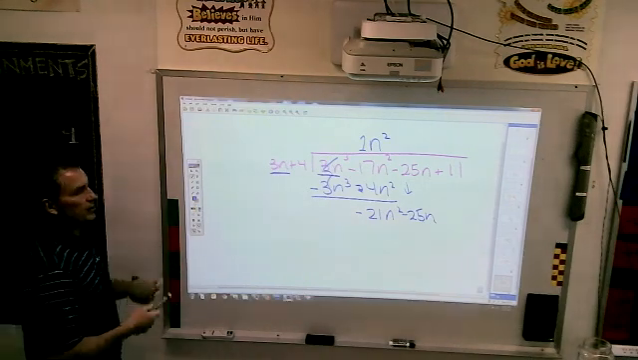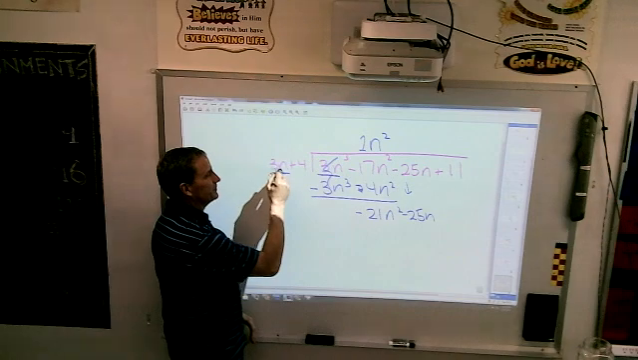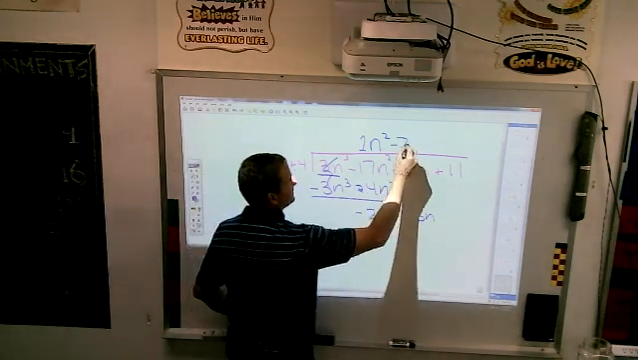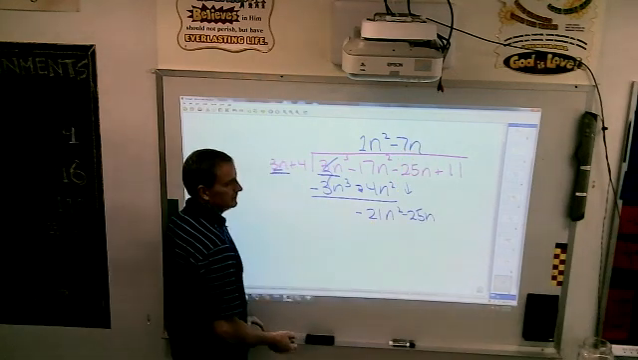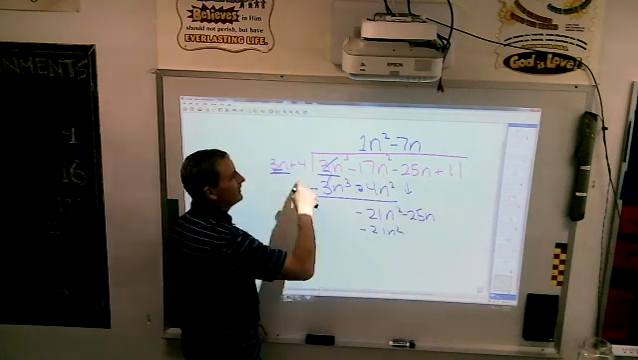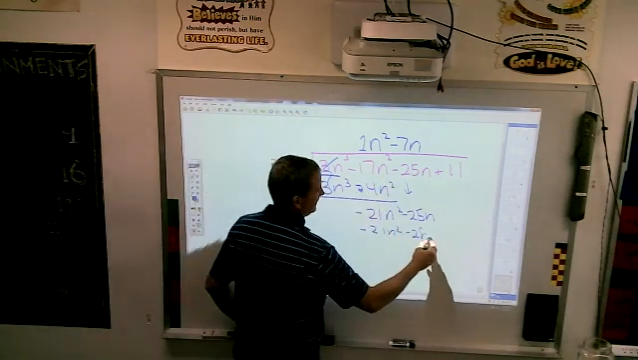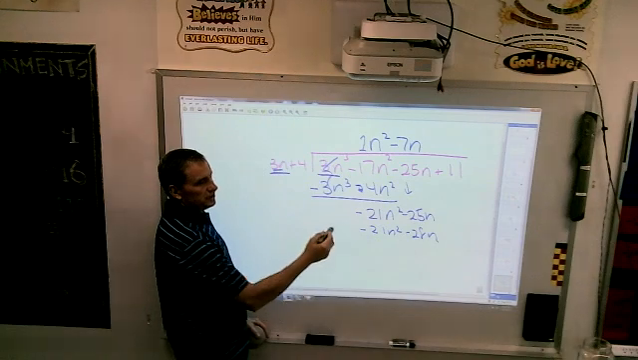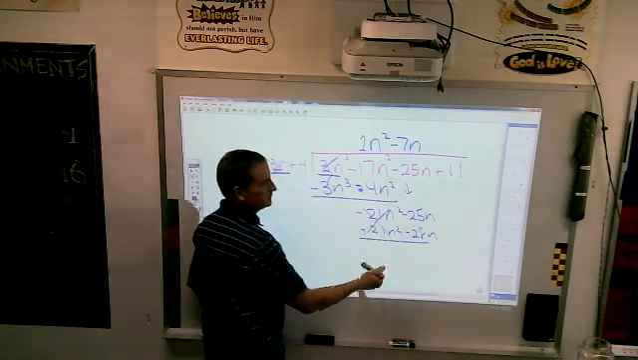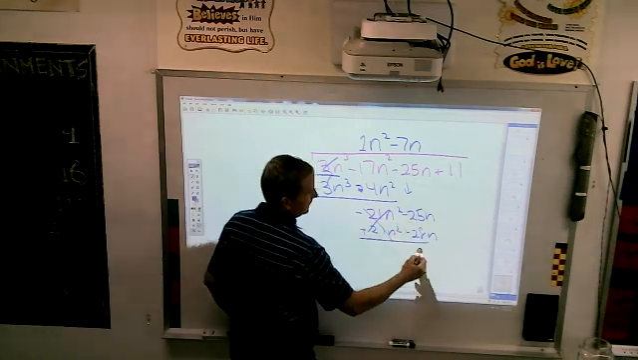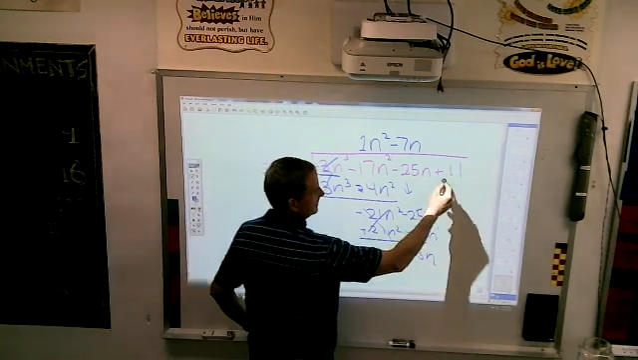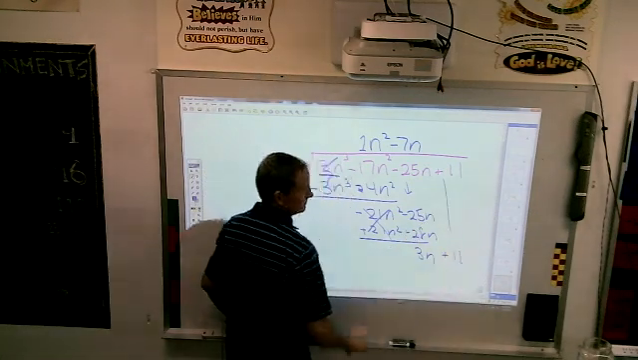Alright, then the whole process starts all over again. What times 3n gives you negative 21n squared? That's a negative 7n. Multiply, you get negative 21n squared. Multiply, negative 28n. Change to their opposites because you're subtracting. This goes away. 28 minus 25, you get 3n. Again, happy day, because that's what this is right here. Bring this down, you get plus 11.